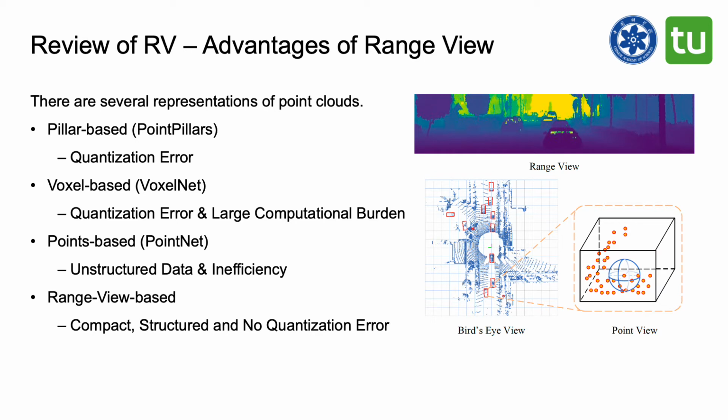Compared with other popular representations, the RangeView has special advantages in some aspects. Pillar-based and voxel-based representations introduce quantization errors. The voxel-based representation is also computationally expensive. The point-based representation has to deal with unstructured data, which is not efficient in practice. Compared with them, the RangeView is naturally compact and has no information loss.